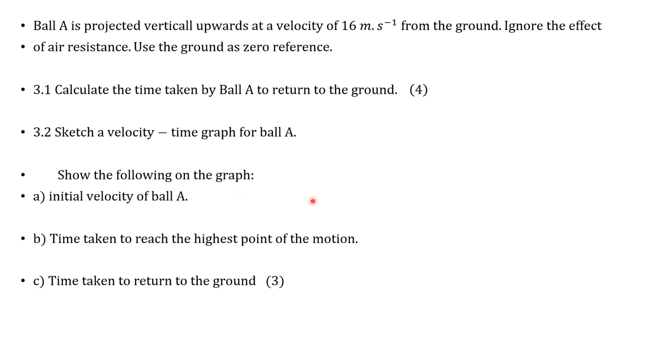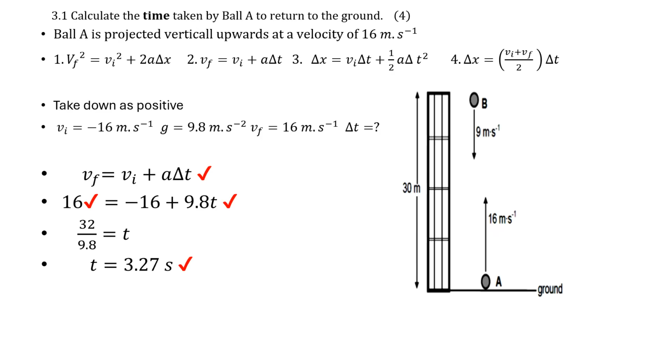So this is the first part of November 2015. The second part I might type as a separate question. 3.1, calculate the time taken by ball A to return to the ground, for 4 marks. So ball A is projected vertically upwards at a velocity of 16 meters per second, as you can see. Now we have our 4 equations that are given to us. We need to know how to choose the correct one.